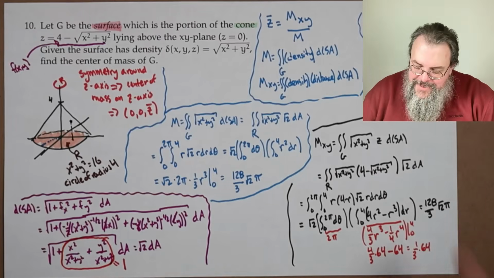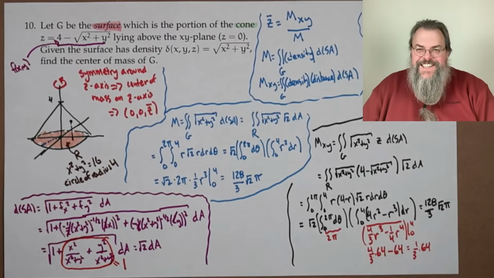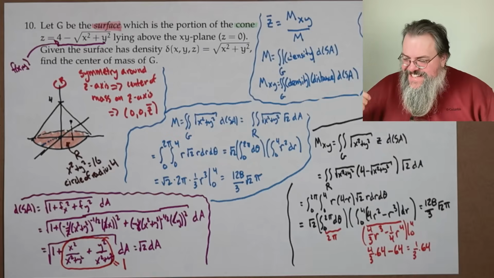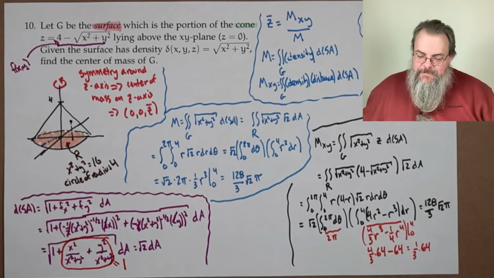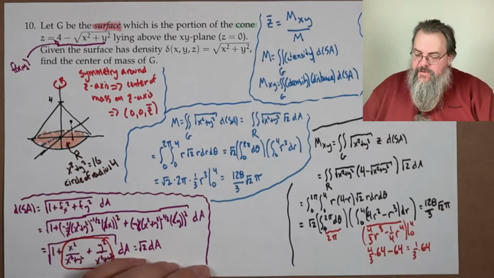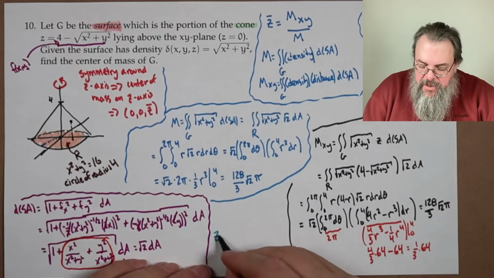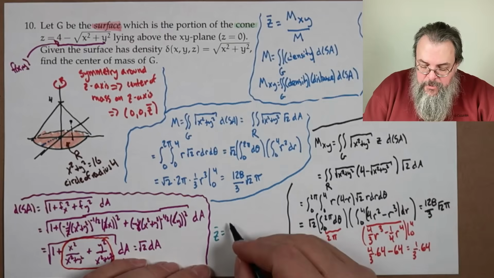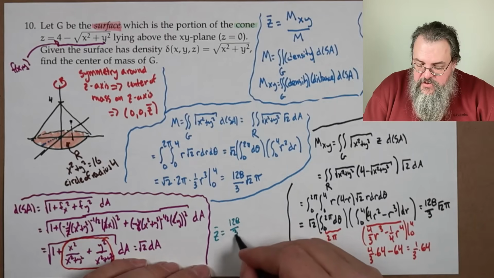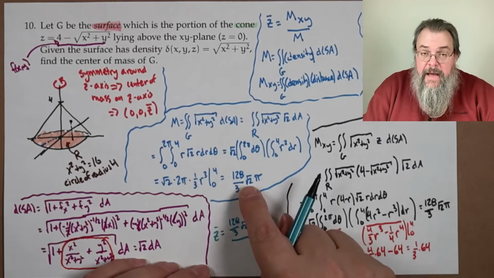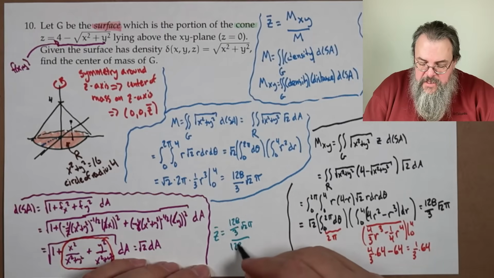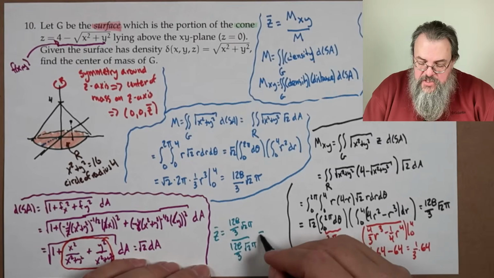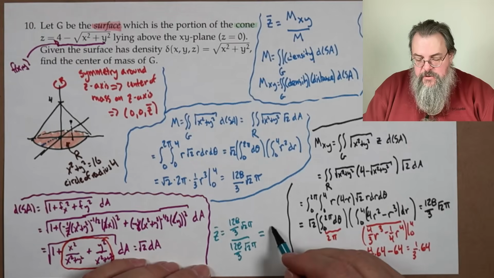Now, is this z-bar? No. Something eventually has to be z-bar. Well, we're ready to do the computation, right? We're going to take our moment divided by our mass. So we have that z-bar is equal to, make sure you pick the right one, the moment goes on top, 128 thirds square root of 2 pi, divided by, the mass goes on the bottom, 128 thirds square root of 2 pi, and if you do that computation, it simplifies a little bit down to 1.